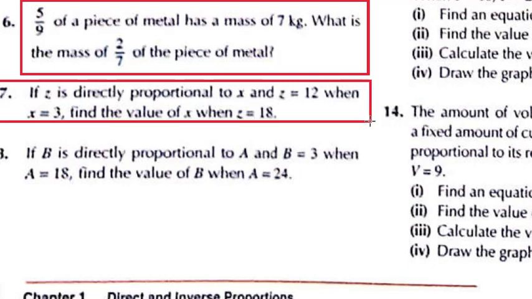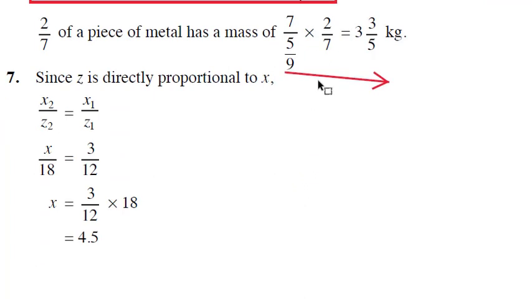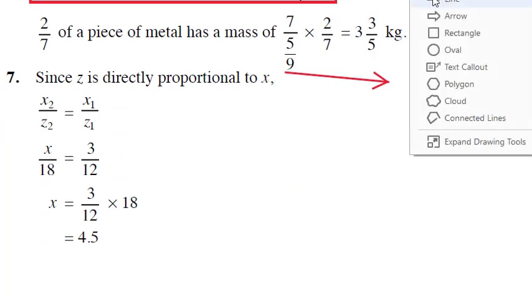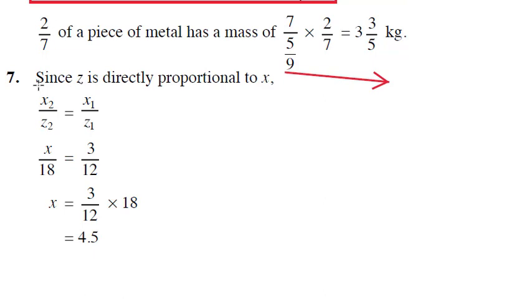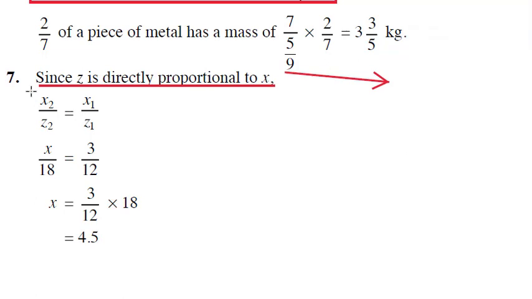So we can also use the proportion method here. Let's go to the solution. First of all, you have to write the condition which is mentioned in the question. Since z is directly proportional to x, we can use the proportion method. By using the proportion method, we can write this equation: x2 over z2 equals x1 over z1.